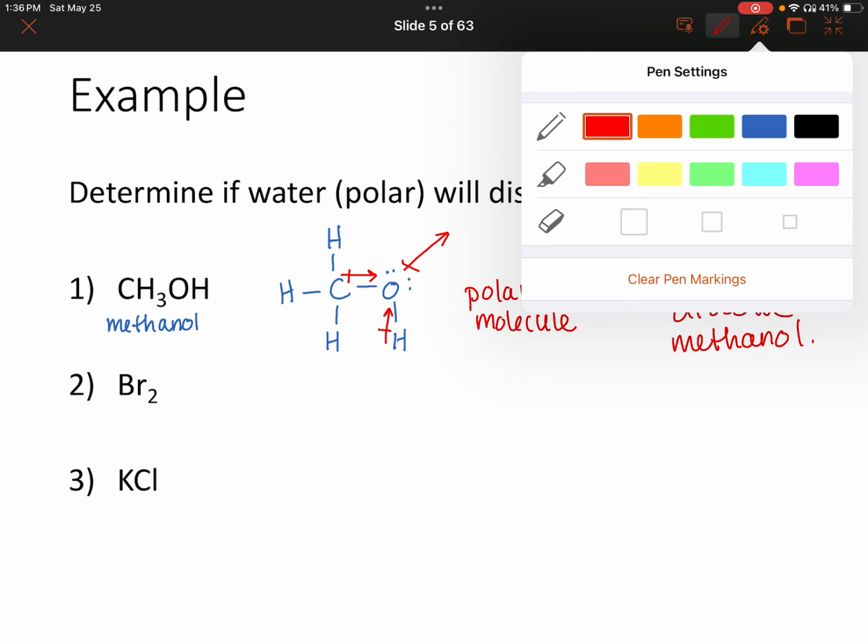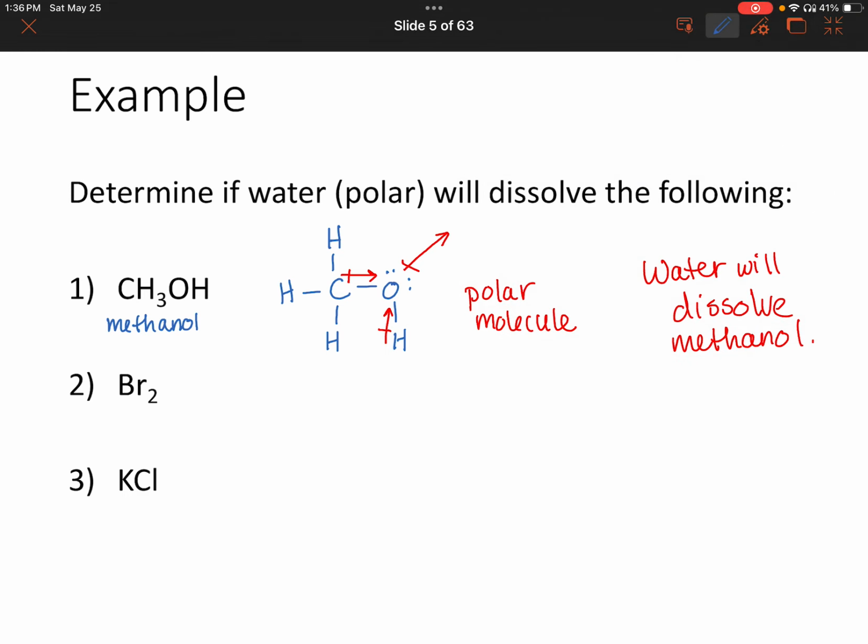Okay, let's look at number 2, Br2. Okay, so is this a polar or non-polar molecule? So we have two of the same atom bonded together. So we actually don't need to really think about electronegativity here because the two atoms have the same electronegativity. So they're going to equally share electrons, which means that it is nonpolar. So water will not dissolve this molecule, right? Because it's not polar.